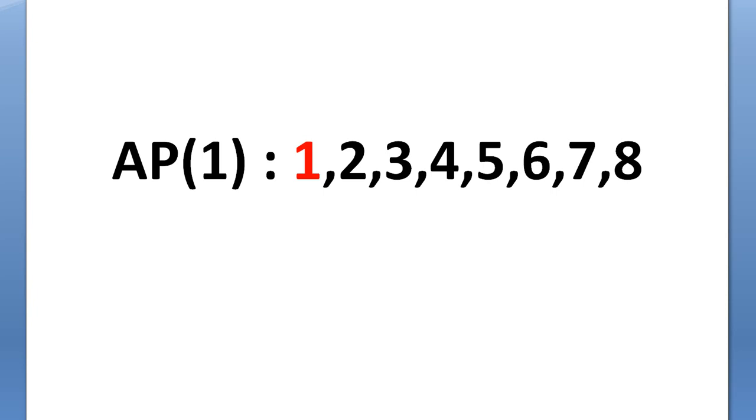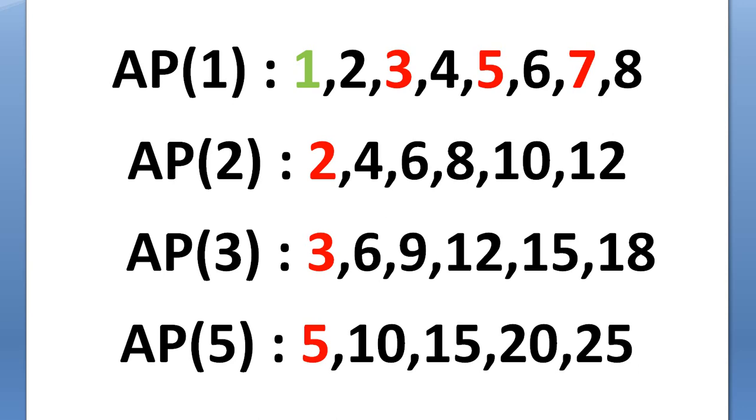AP1 is 1, 2, 3, 4, 5, 6, 7, 8. So 1 is our first term and 1 is our common difference. We're following the rules we followed for 2, 3, 5, and 7. So let's put them together. Now I'm putting 1, 2, 3, and 5 together. There's not enough room to put 7, but don't worry about that. We can still get the point.